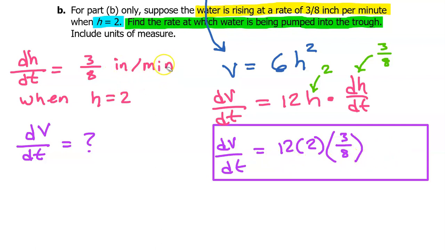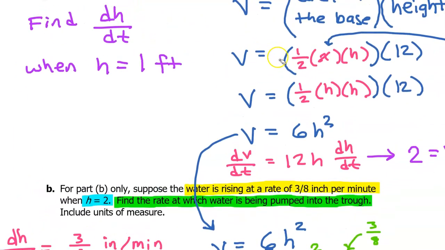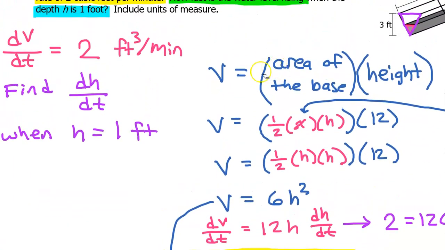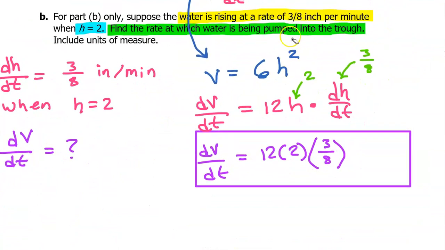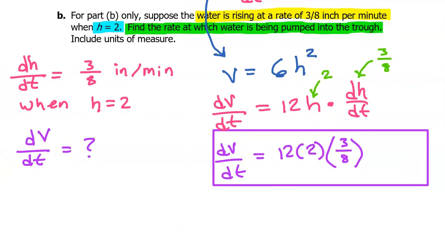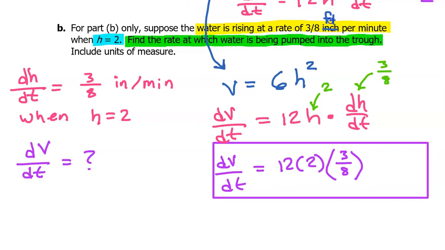However, I'm noticing there's a typo in the directions that can easily be fixed. The rate of change of the water height was given in inches per minute. However, in part A, everything, including the height, was given in feet or feet per minute. So it's supposed to be feet and not inches. So let's just cross out inches per minute and put feet, which I'm sure is what was intended.